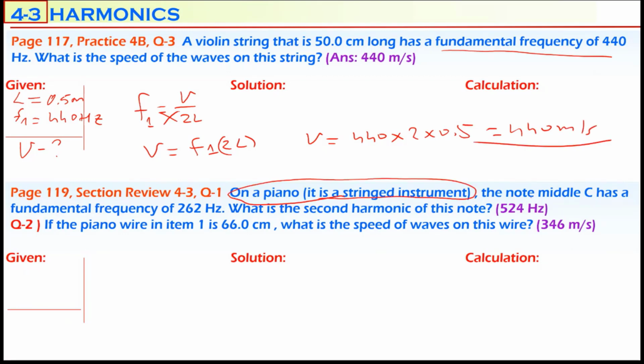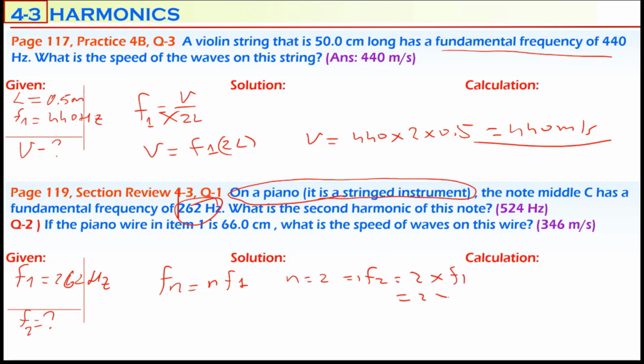And the next one: the note middle C has a fundamental frequency F1 of 262 hertz. What is the second harmonic, F2, the frequency of the second harmonic? We know that the harmonic series goes like this: n multiplied by F1. For the second harmonic, n is equal to 2. So F2 must be equal to 2 times the fundamental frequency.